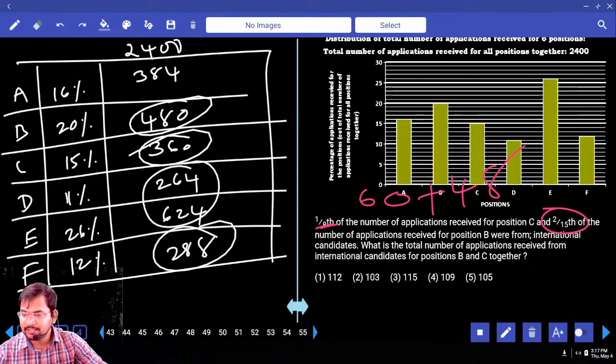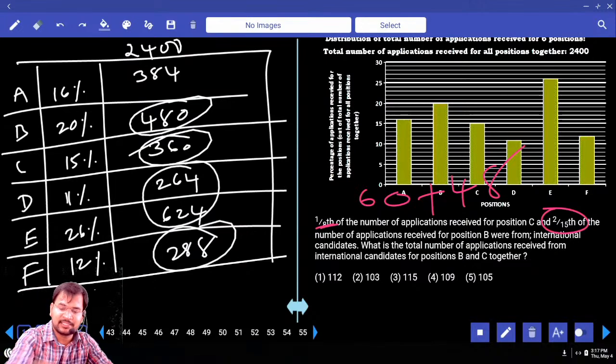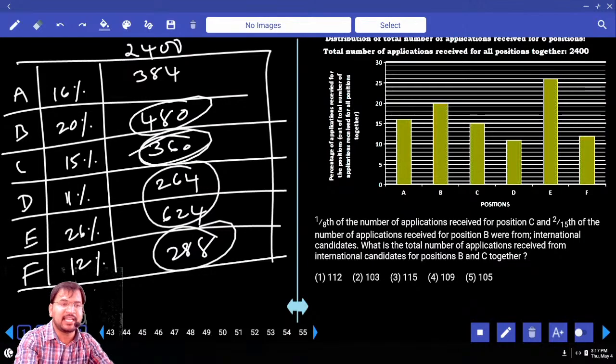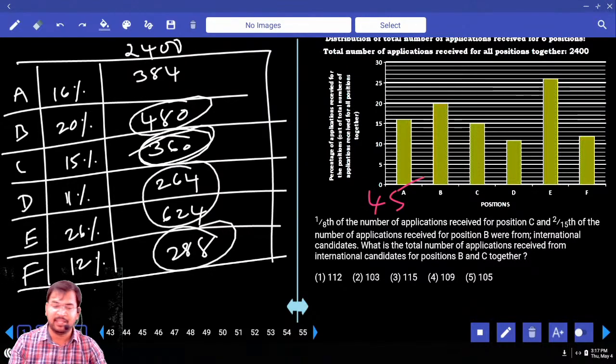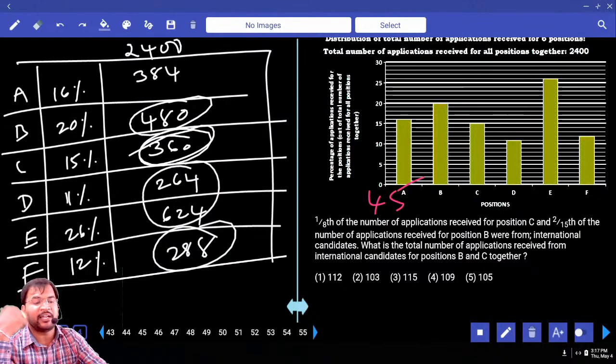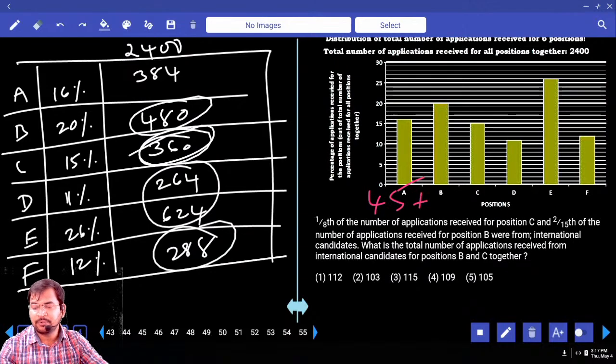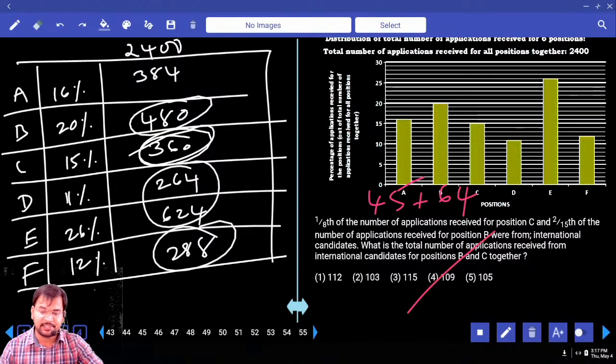We did it in reverse. 1/8 of C. 1/8 of C means half of 360. 180, half is 90, half is 45. Your answer is 45. Next, 2/15 of B. Now, 15 how many times 480? 15 times 32. 15 times 30 is 450, 15 times 2 is 30, 450 plus 30 is 480. So 32 times, 32 into 2 is 64. Together is 109.